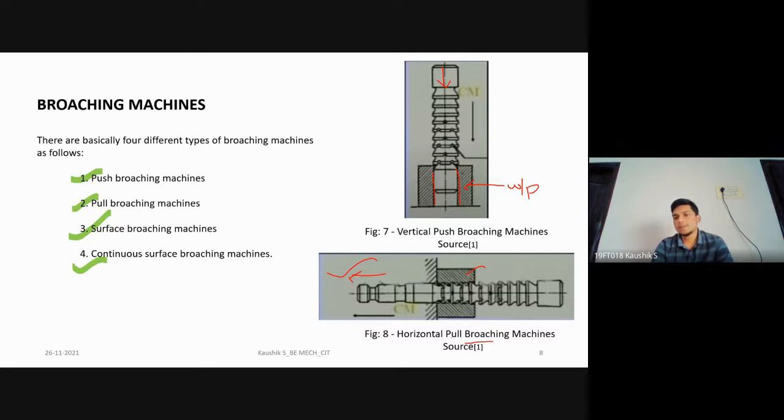The workpiece is initially fixed, and then the broach tool is moved. Once the machining process has ended, the workpiece is removed from its position, and the broach moves back to its initial position. Then the workpiece is fitted onto the fixtures, and the cycle continues.